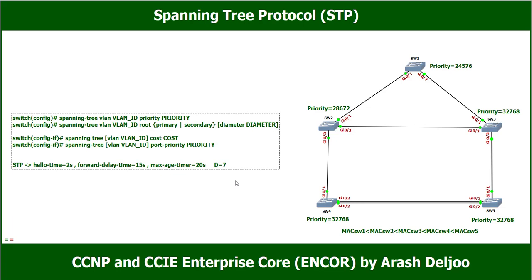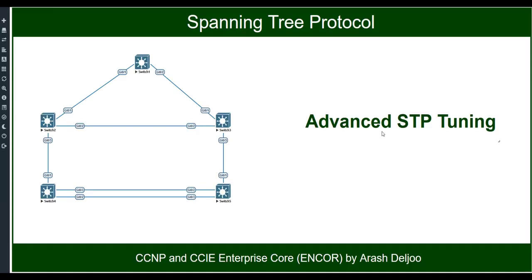Okay, let me show you these 2 features first: spanning-tree vlan VLAN-ID priority, spanning-tree vlan VLAN-ID root primary, root secondary, and also the diameter option. After that, we can review the concept of spanning-tree vlan VLAN-ID cost, and spanning-tree vlan VLAN-ID port-priority. Alright, this is our scenario.